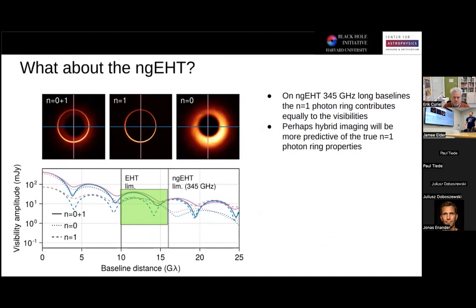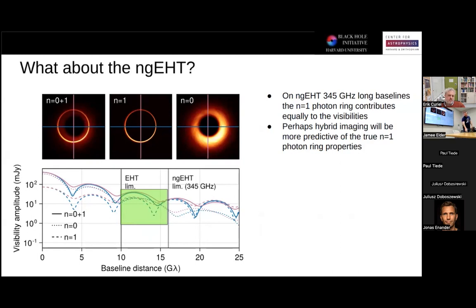So the question is, does the NGEHT fix this? The reason you might look at this is that, once you take in 345 gigahertz, you get quite a bit longer baselines, and the ratio discrepancy between the n equals 0 and n equals 1 contributions starts to become equal, or maybe even n equals 1 can start to dominate for certain snapshots. So maybe what's happening here is we just didn't have enough power in long baselines for the model to actually key in on what we wanted it to do.